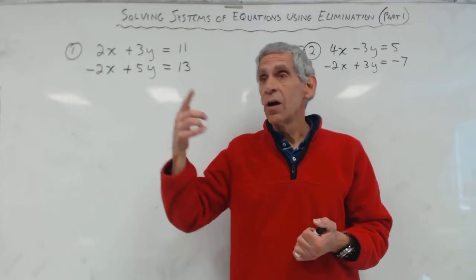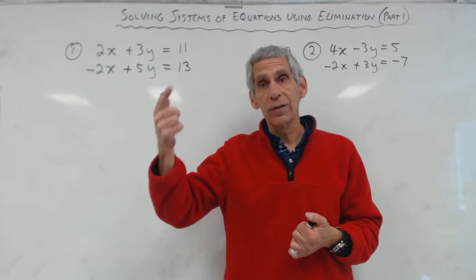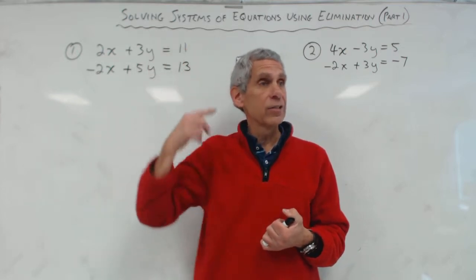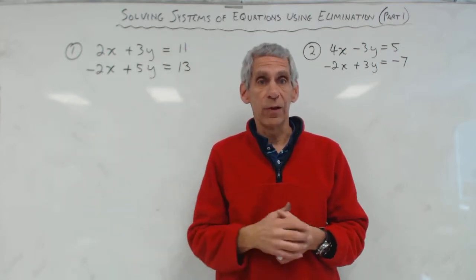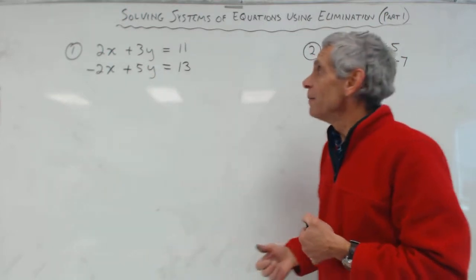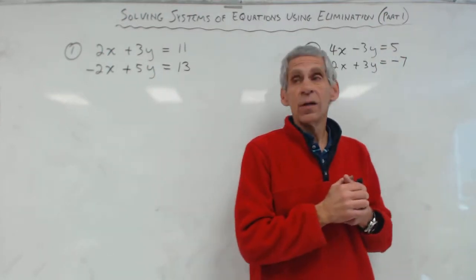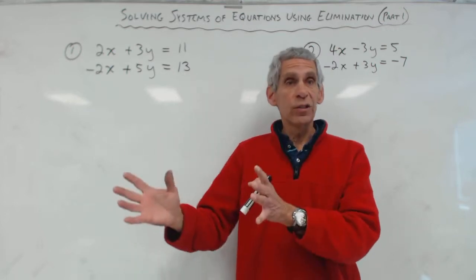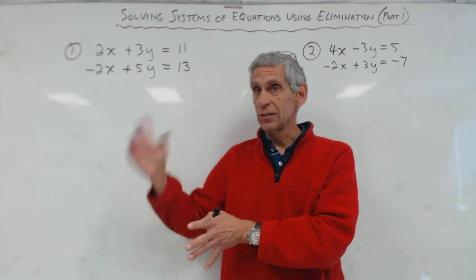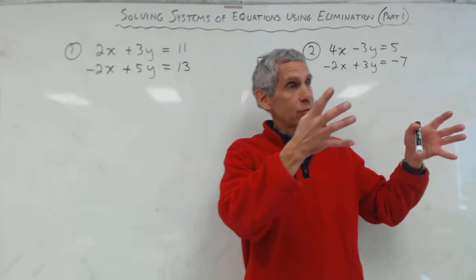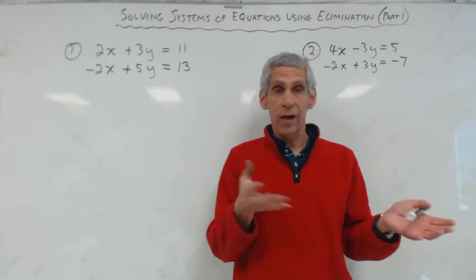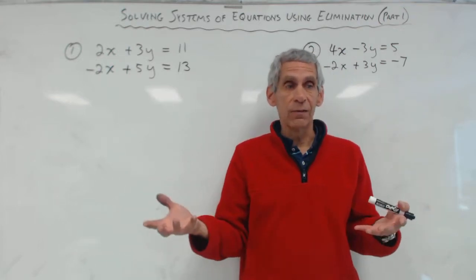Substitution is our first algebraic method, right? Elimination is our second algebraic method. So we'll have graphing, substitution, and elimination. Okay? Now, sometimes substitution is by far the easiest way to solve a system. Sometimes elimination is by far the easiest way, and sometimes it doesn't matter. They're both kind of easy, right?